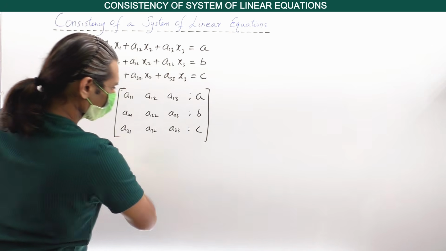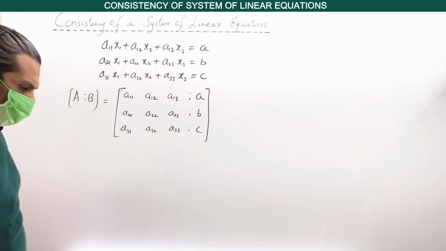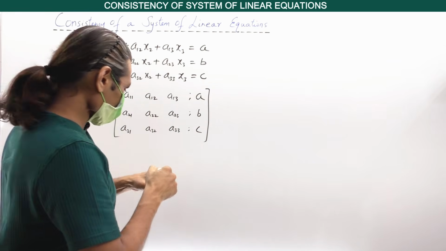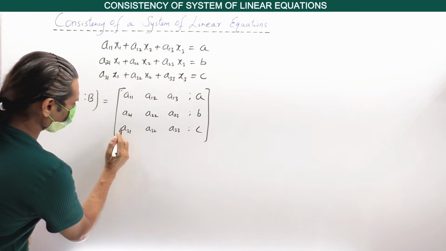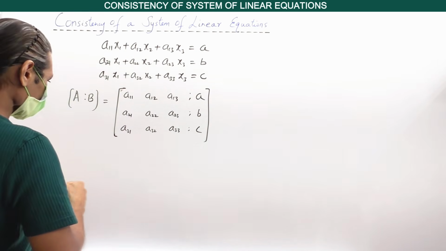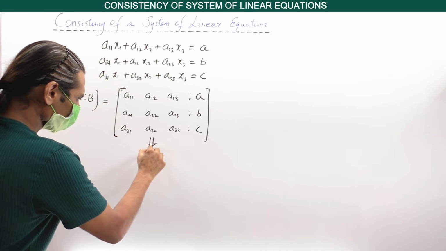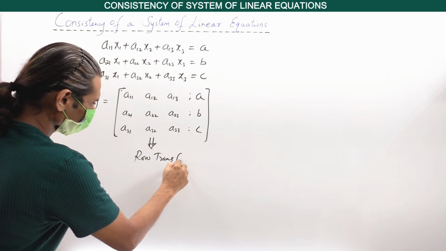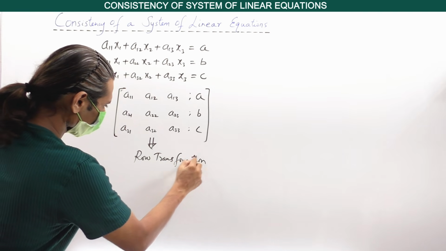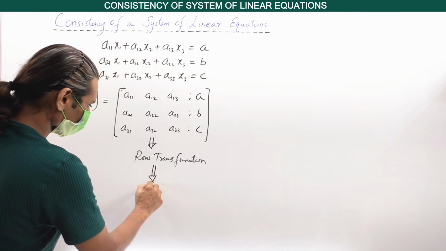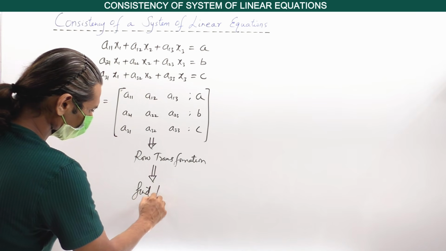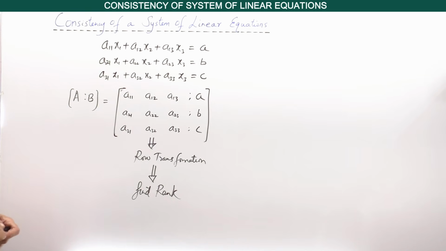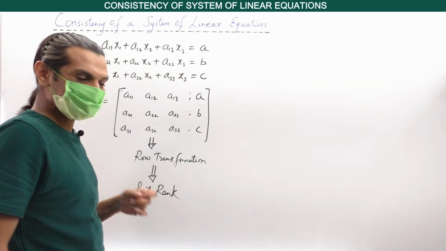Now, for this matrix, we apply the row transformation and find the rank. What's the next step? We write the augmented matrix. After writing the augmented matrix, we apply the row transformation, and from that we find the rank. Now here lies the thing: find the rank.